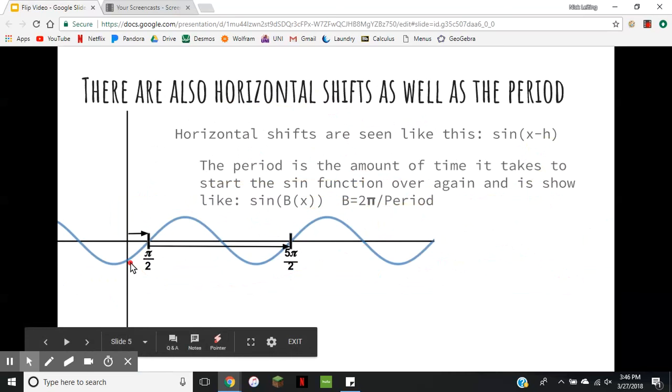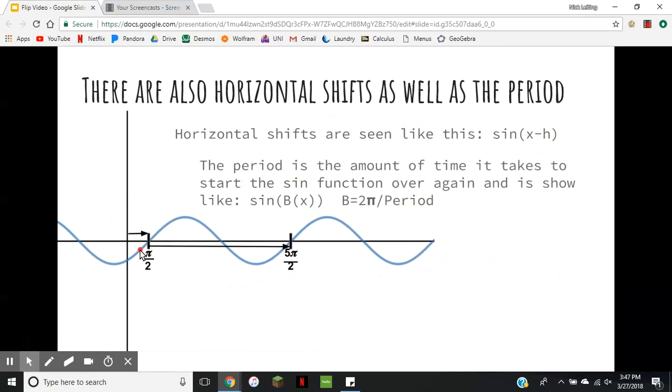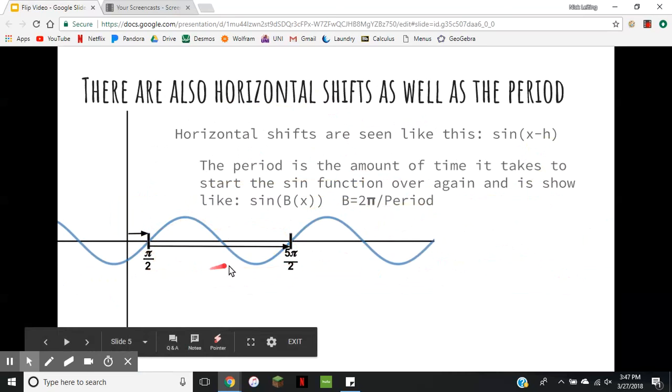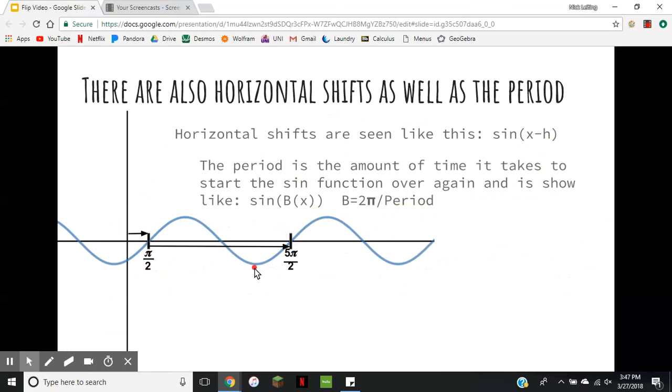And here we can see our horizontal shift is pi over 2 because our function starts here. And the period is from here, our starting point, to where the sine function starts again in the same way. And we do 5 pi over 2 minus pi over 2, which equals 4 pi over 2, which equals 2 pi, and 2 pi over 2 pi equals 1. So our function looks like sine of 1 times x minus pi over 2.